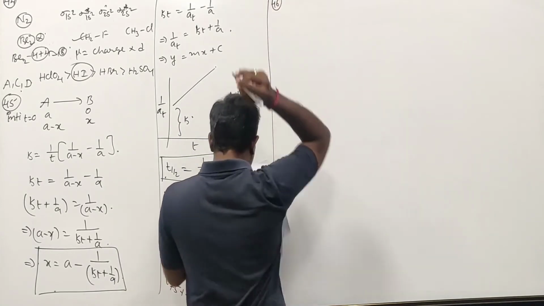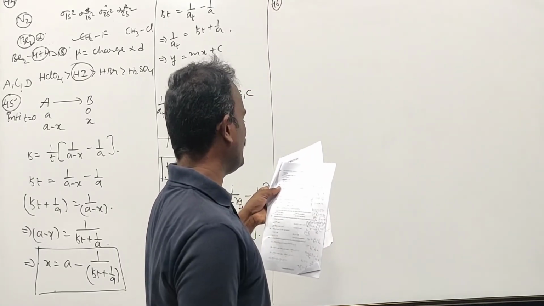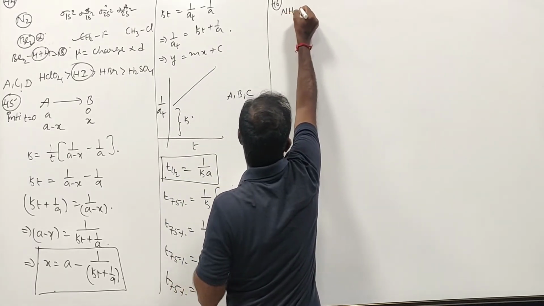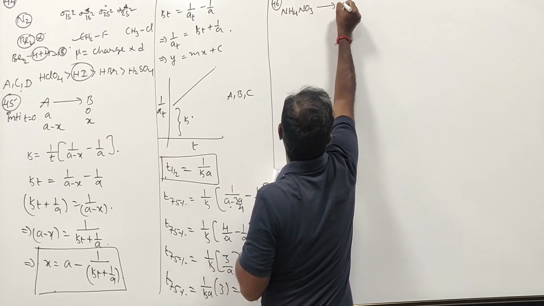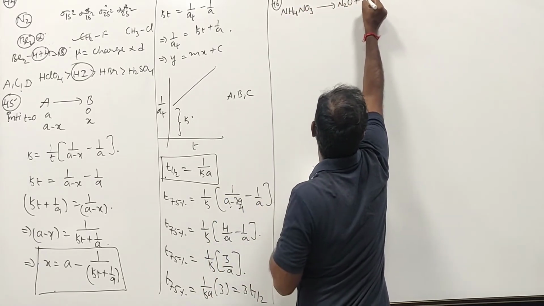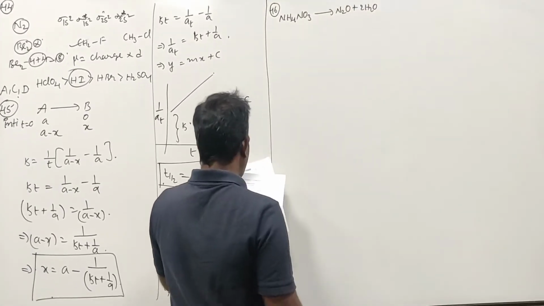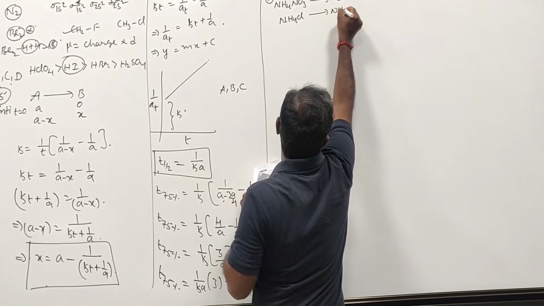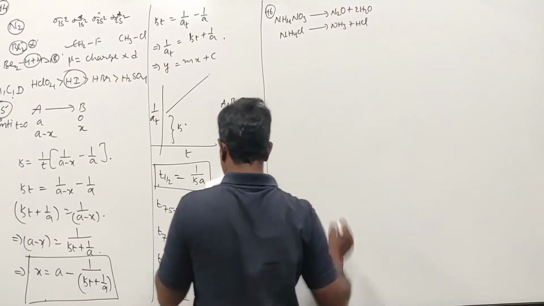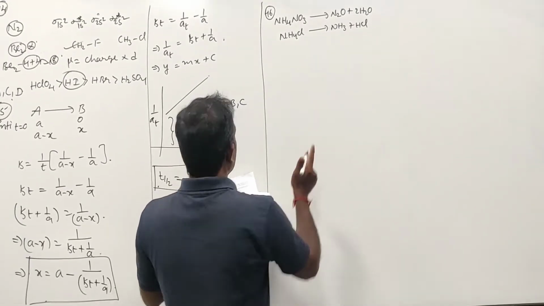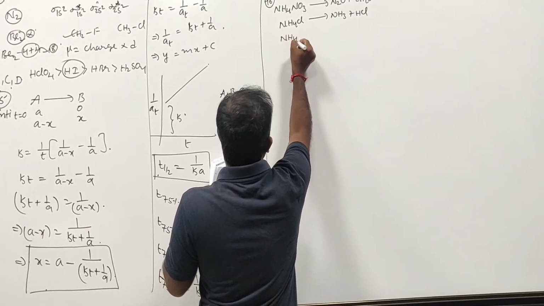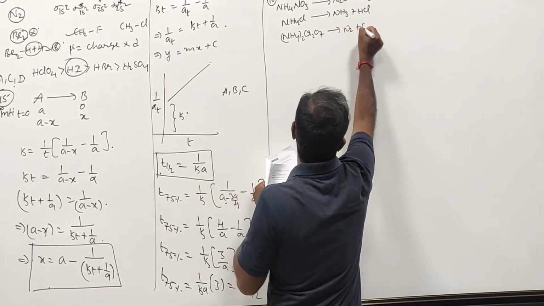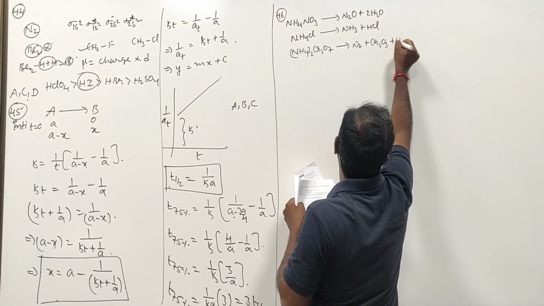question number 46. Which of the following compounds liberate nitrogen on heating? NH4NO3 upon heating gives N2O plus 2H2O. N2O gas will be liberated. NH4Cl upon heating gives NH3 plus HCl. Next, option C, (NH4)2Cr2O7 gives rise to N2 plus Cr2O3 plus H2O.